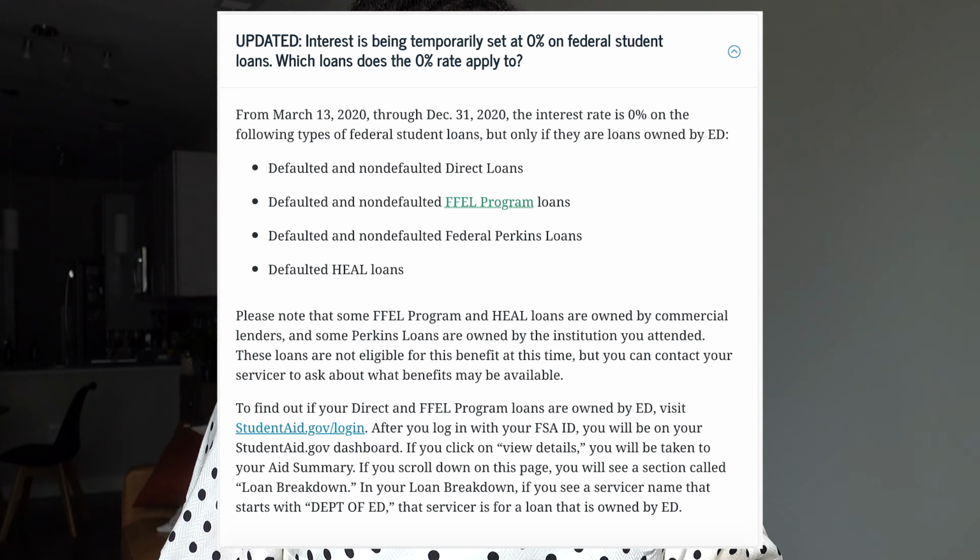But from March 13th of this year, 2020, through December 31st of this year, they can't charge any interest on any of the federal student loans. This is good for people who can't make payments right now because at least they're not getting even further into debt. But it's actually phenomenal for people who can make payments right now. With no interest being charged, you can make huge amounts of progress on your loan and significantly reduce the amount of money that you would pay overall throughout the lifetime of the loan.